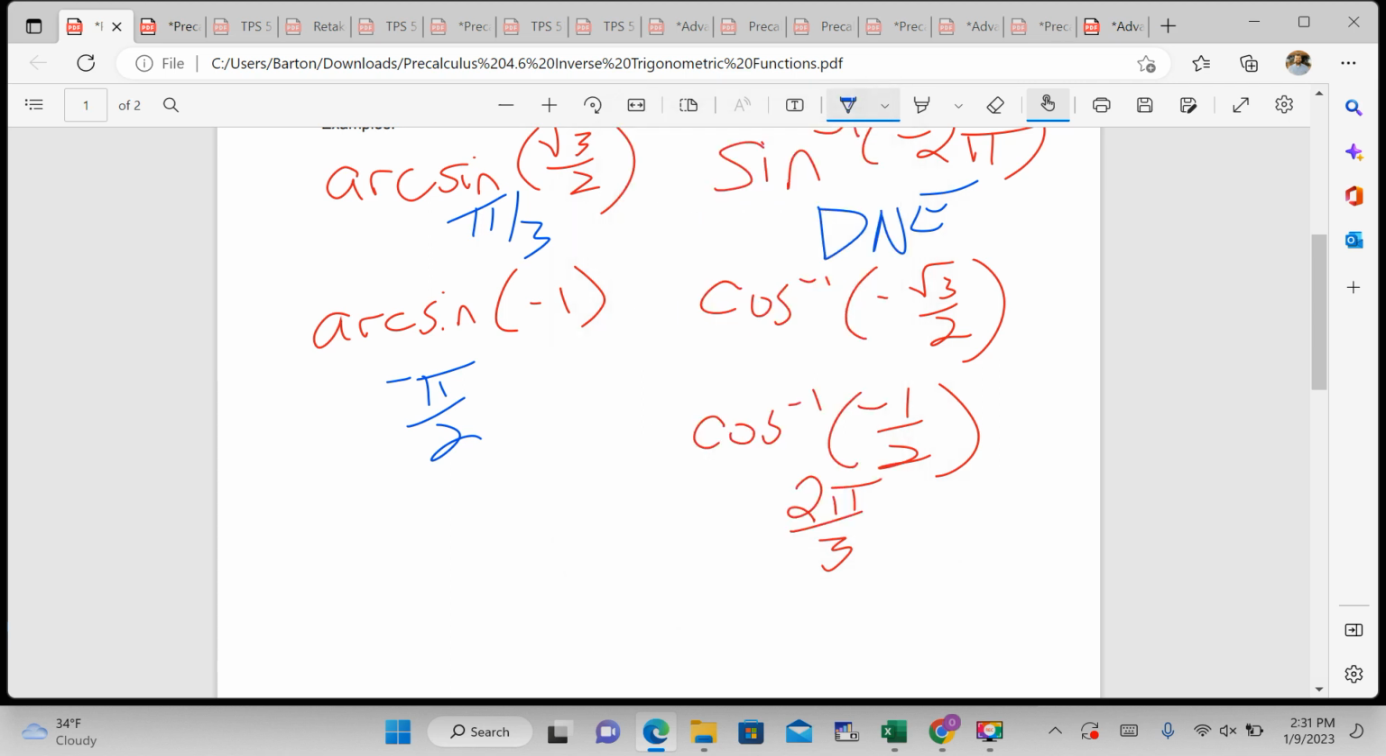Now, how about -√3/2? Where do you see that? You see that at 5 pi/6. The x value at 5 pi/6 is -√3/2. So that would be your answer.